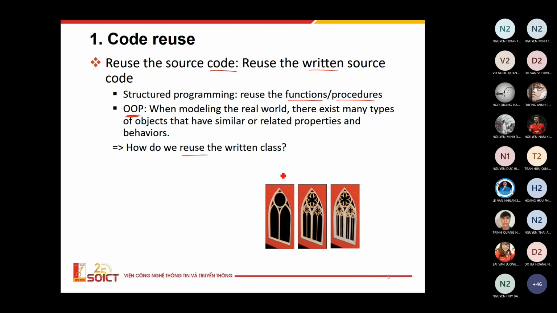For example, you see in this window that the last one is really complex. To create the last one, you can create this kind of window, and to create this kind of window, you can create a simpler one like this. This is one way to demonstrate how you can reuse a written class. We will go from the simple one to the more complex one to reuse the code.